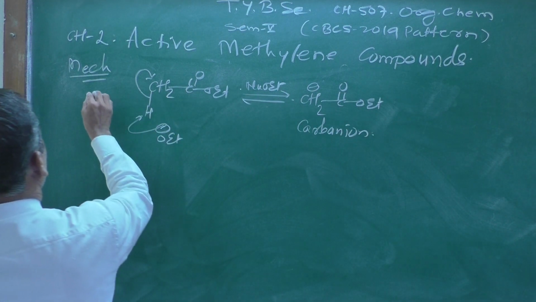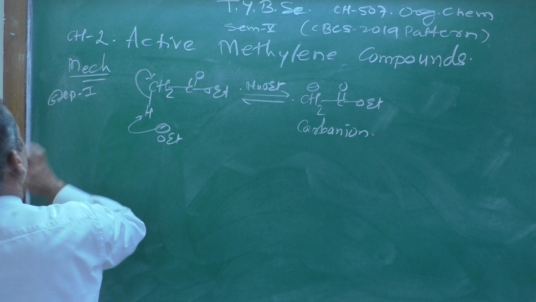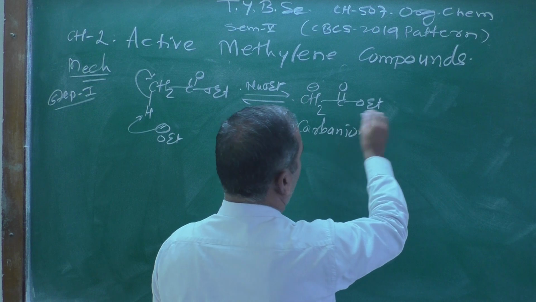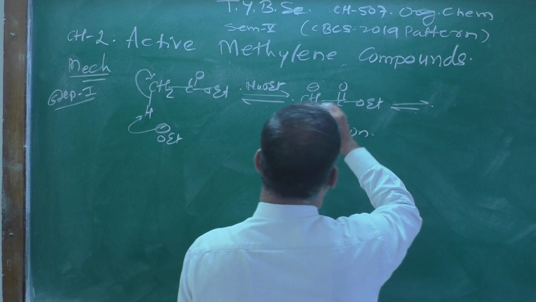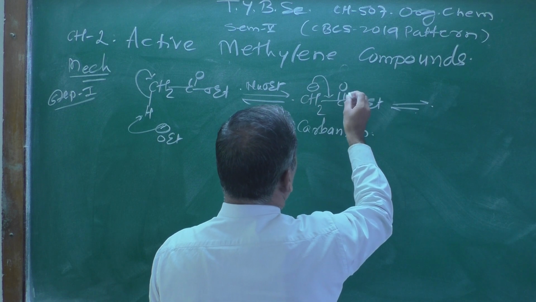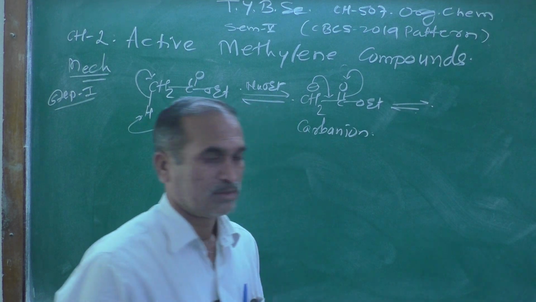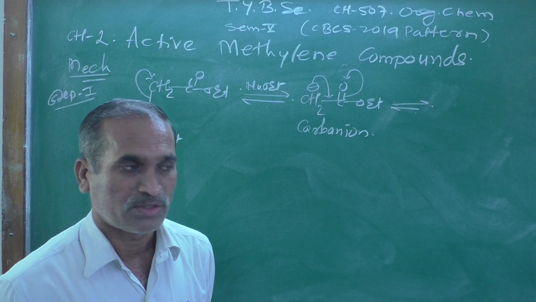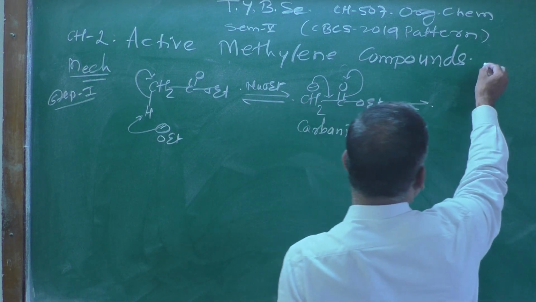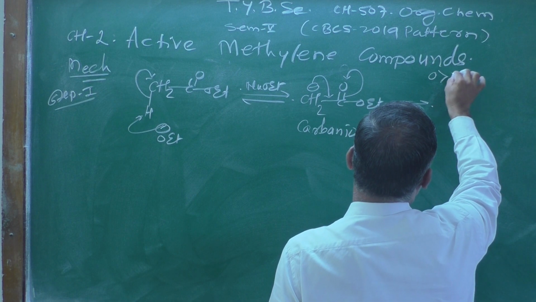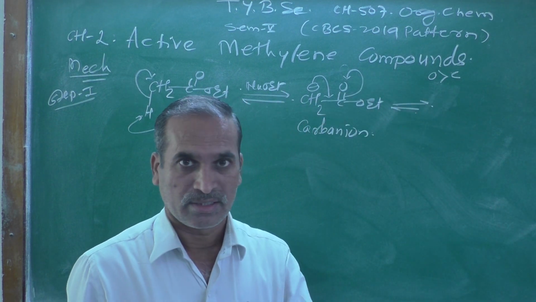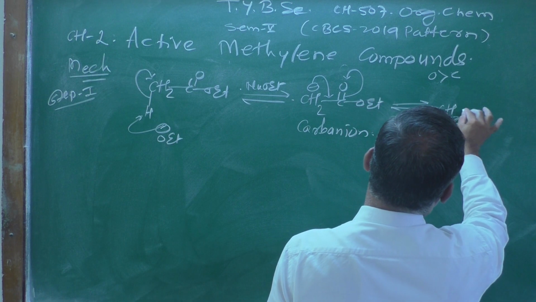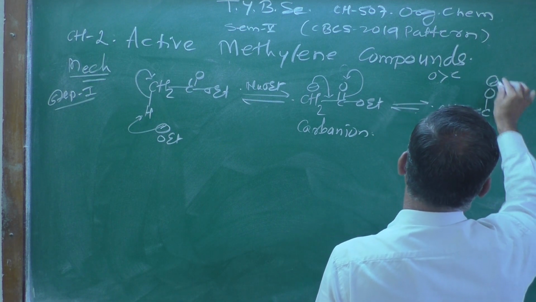Carbanion formation is step number one. The carbanion is formed, and now, in an equilibrium, this negative charge forms a double bond over here and the negative charge develops on that oxygen atom. Why? Because oxygen is more electronegative than carbon. So we can represent it here as CH2=C(O⁻)OEt.